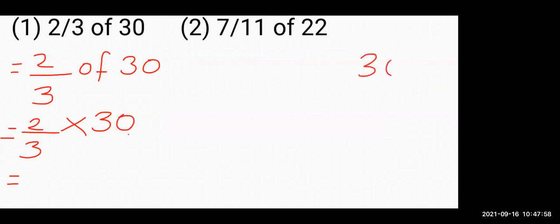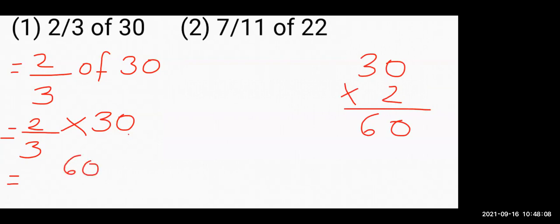Now 30 should multiply by 2. 2 zeros are 0 and 2 threes are 6. So 2 multiplied by 30 is what? 60. Downward is what? 3. In front of 3 there is nothing. That means it should be divided by 3 only. So what answer did we get? We got answer 60, which should be divided by 3.